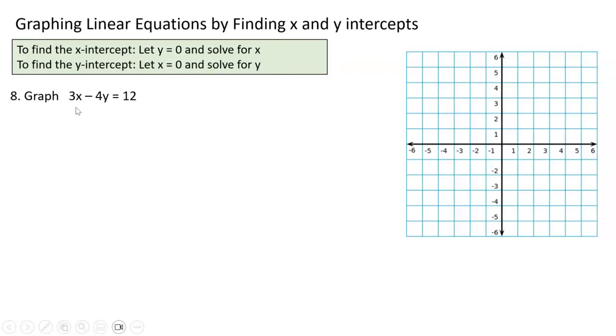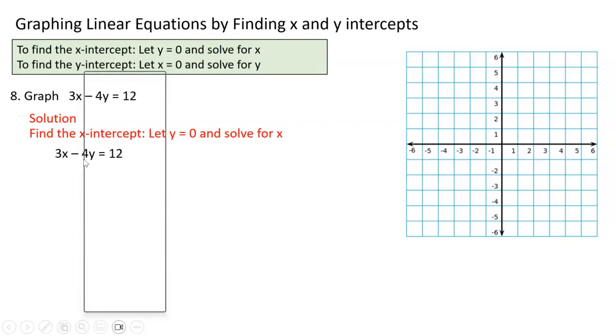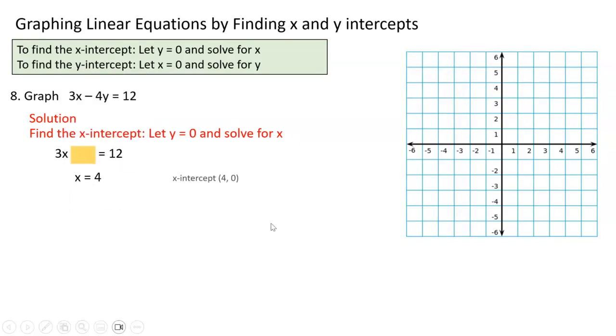Now, I have an easier way that I modified for my students. Check this one out. To find the x-intercept, we let y equal 0. So if y is 0, can we just cover the whole -4y? Because if y is 0, this whole thing will be gone. It will be 0. Then in your heads, you can divide both sides by 3. So x equals 4. So my x-intercept is going to be 4, 0.